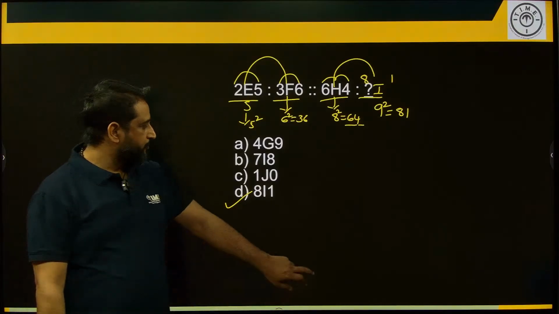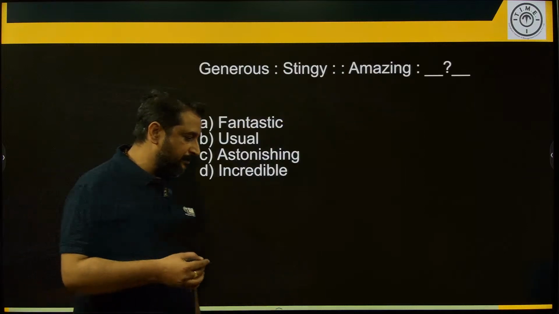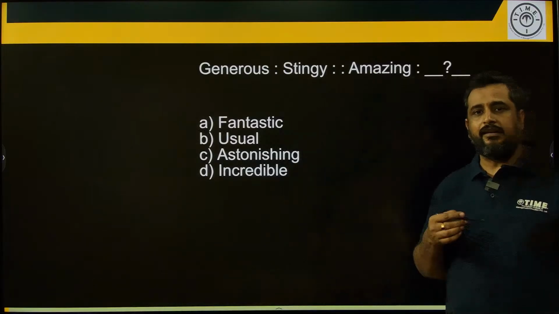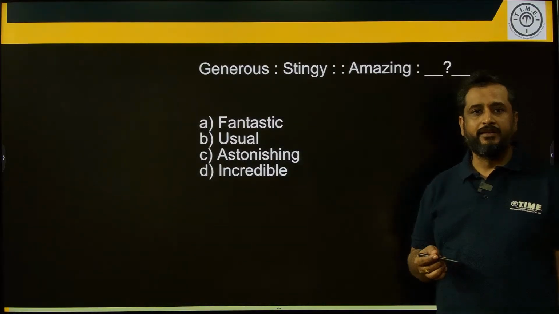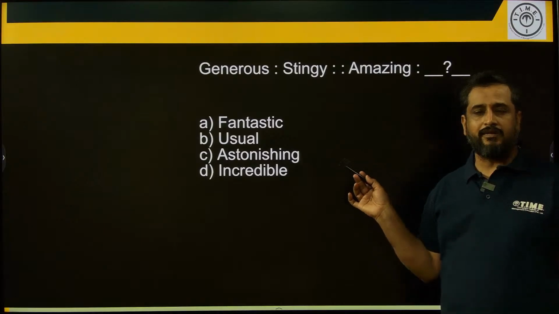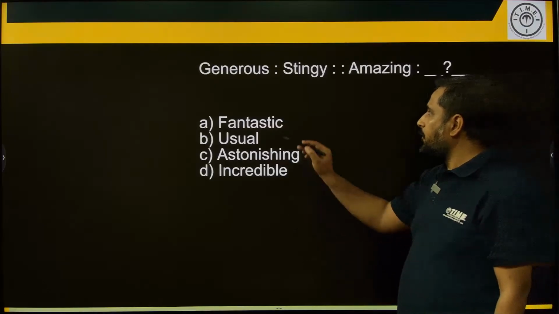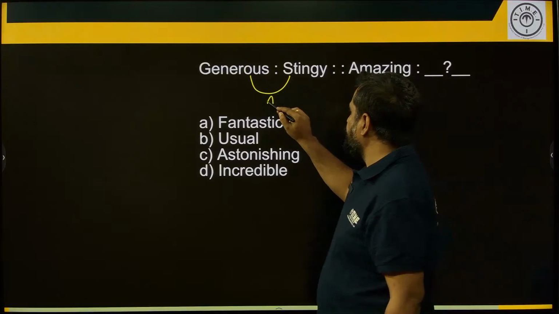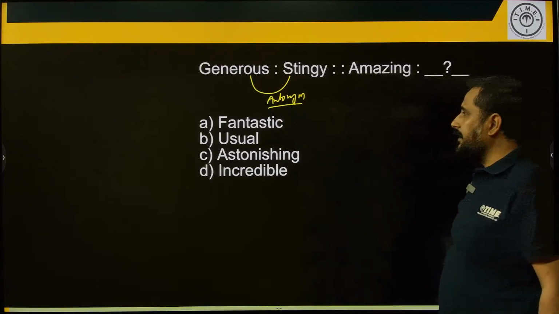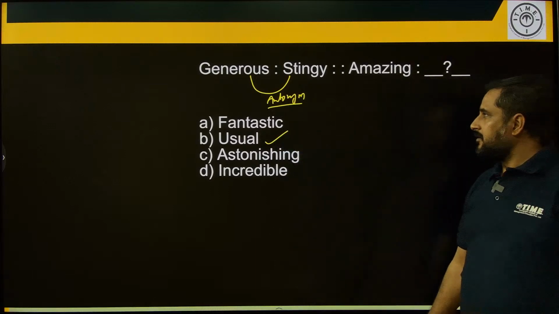Right. Now let's move to the questions on verbal analogies. To answer this kind of questions, you should have some basic general knowledge and knowledge of antonyms and synonyms. It is not logic based; it is purely general knowledge and skill based, vocabulary based. Now, generous, stingy. These two are opposite pairs, antonyms. Generous's antonym is stingy. Similarly, amazing's antonym is usual. Okay. Right. Now let's see the next question.